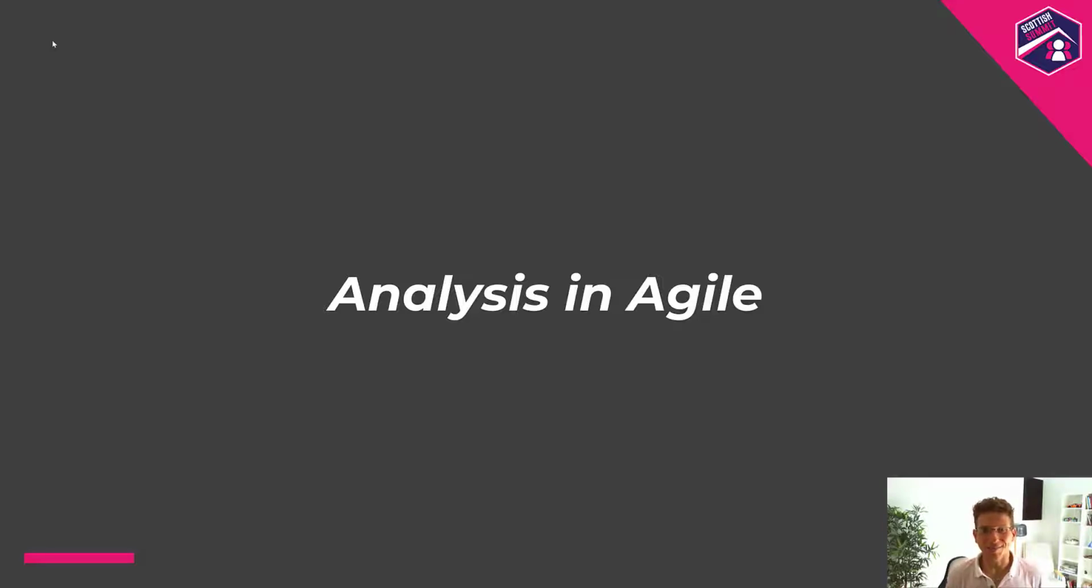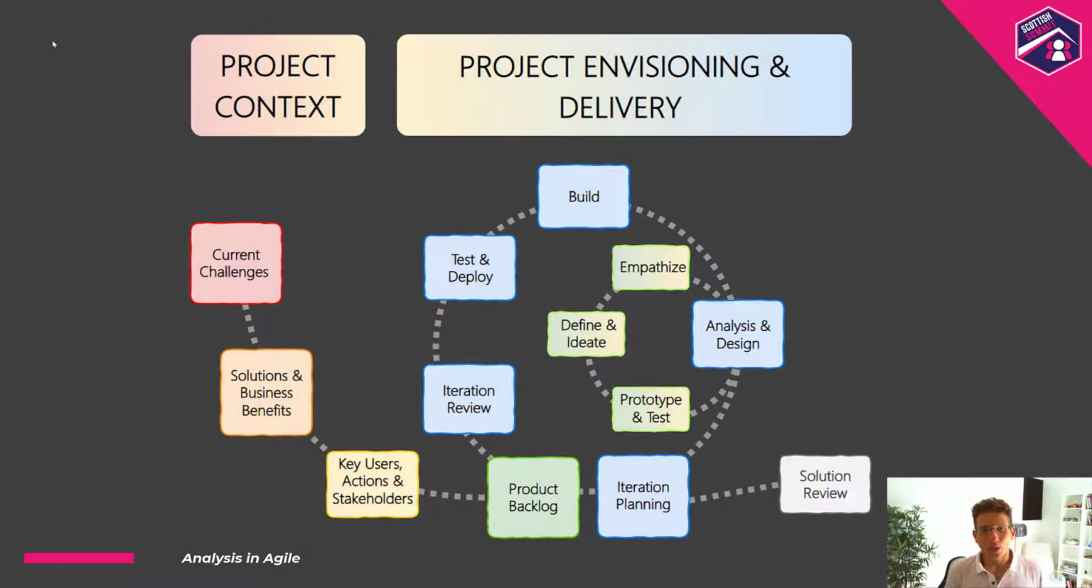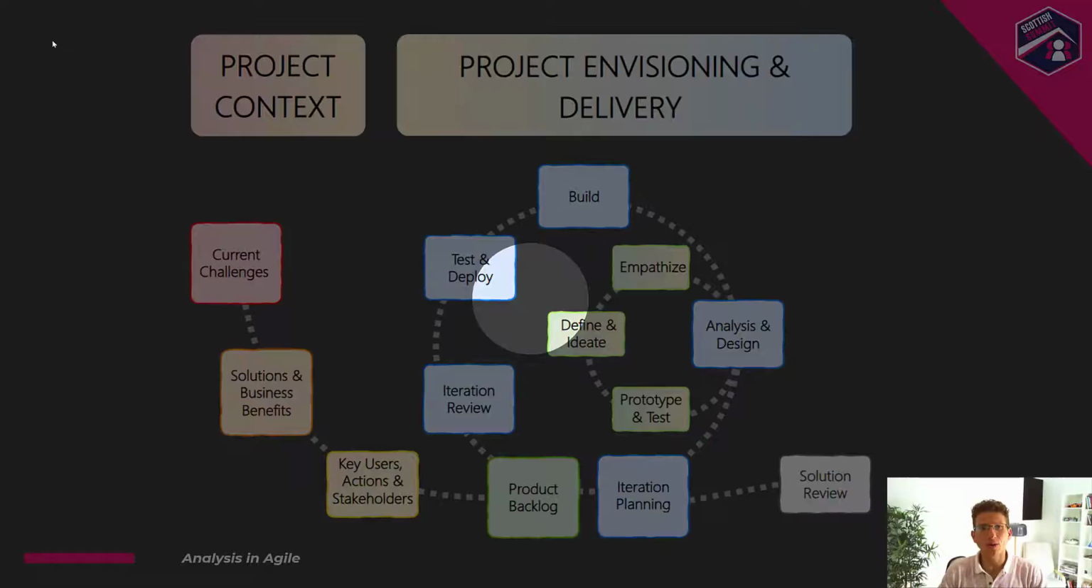Analysis in Agile. So really, if you look at a typical Agile project, there are two stages I see. There is the project context that you can see at the very beginning. This is even before the project starts, where we identify the current challenges, the solutions and business benefits that the solutions will bring, and maybe that's even more than Dynamics. Maybe it's Dynamics, Power Platform, maybe it's even outside of the business application landscape. But it's important that we identify the solutions and the benefits that those solutions will bring.